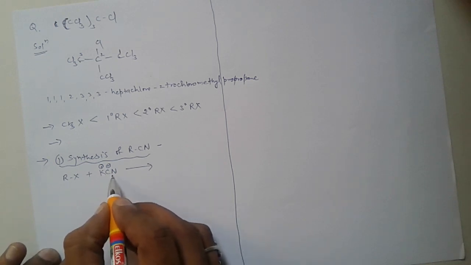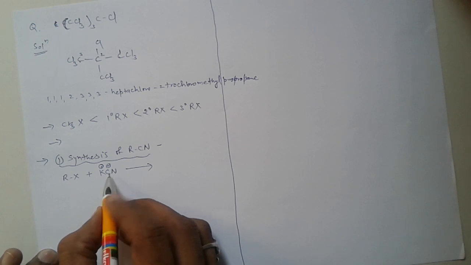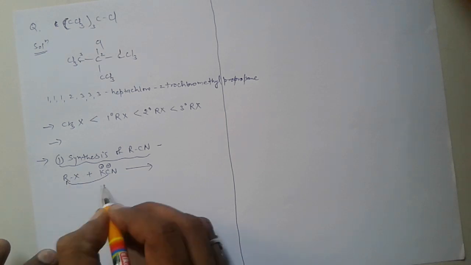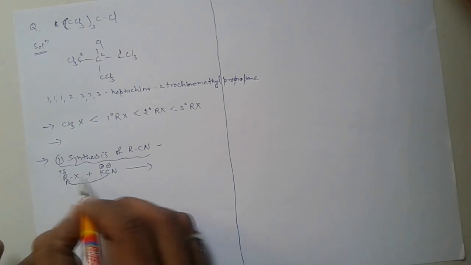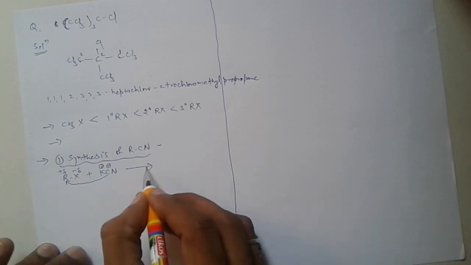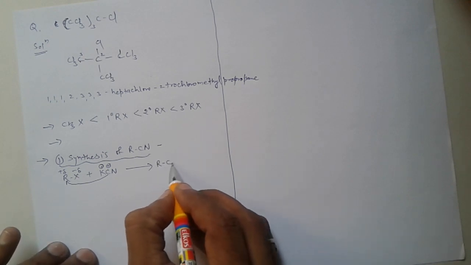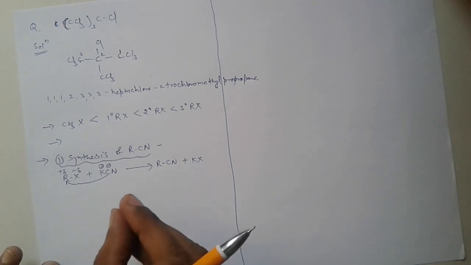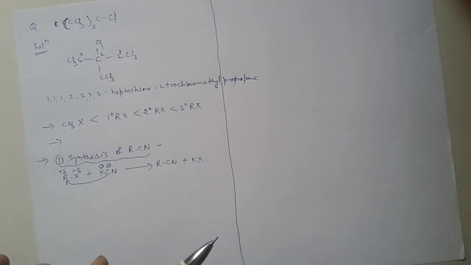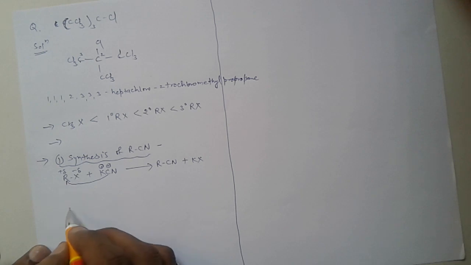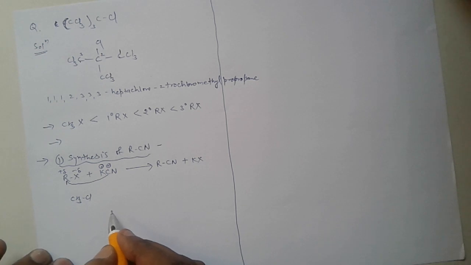Here the cyanide ion is a nucleophile, so the cyanide ion attacks the partial positive charged carbon of the haloalkane. So the product will be alkyl cyanide and potassium halide. If the alkyl group is methyl, ethyl, etc., then the corresponding cyanide is formed. For example, here the alkyl group is methyl, so we take an example of a haloalkane molecule.